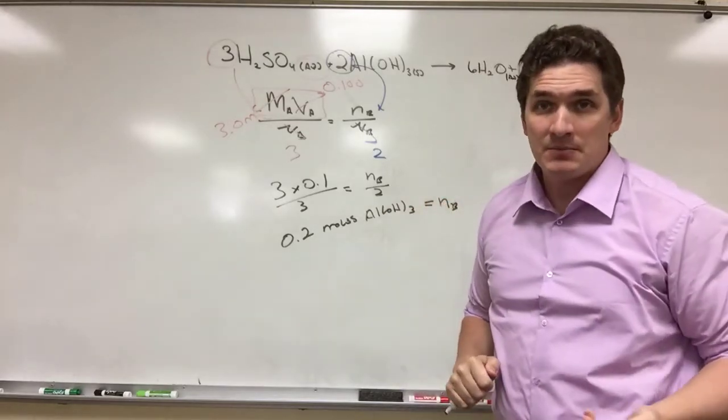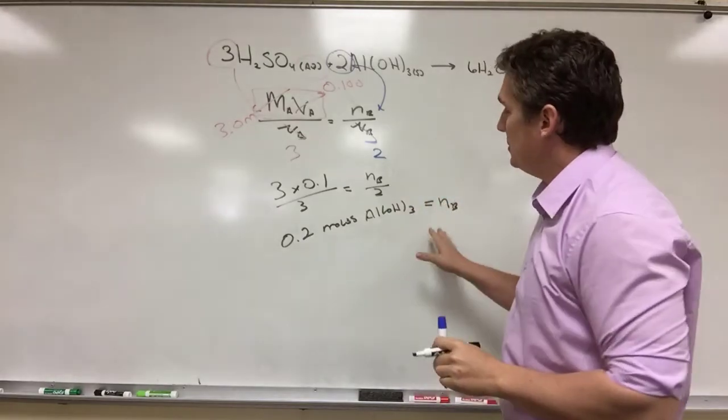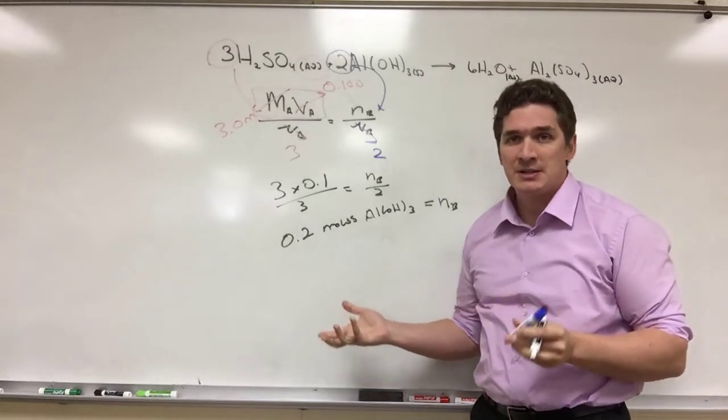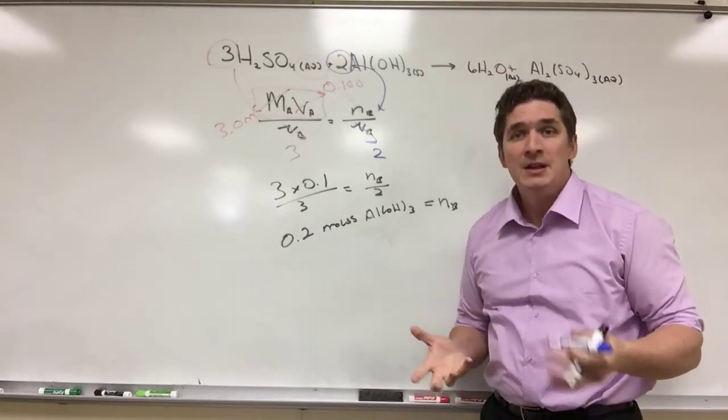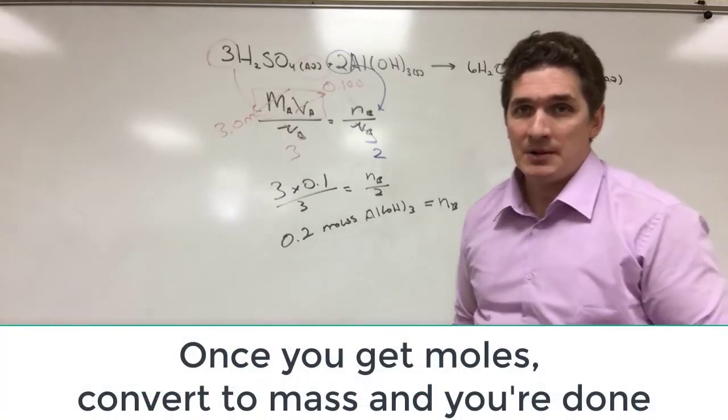How do we get grams? So hopefully you know how to do this by this point if you're looking at this video. All you're going to do is take your moles of aluminum hydroxide and convert it to grams of aluminum hydroxide. So this is how you work with a neutralization problem.